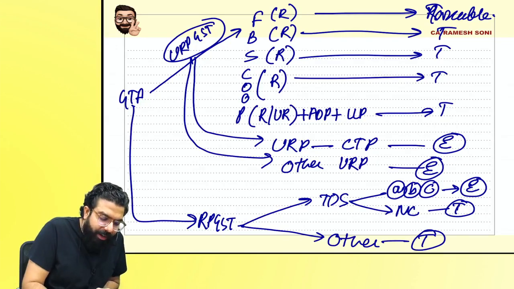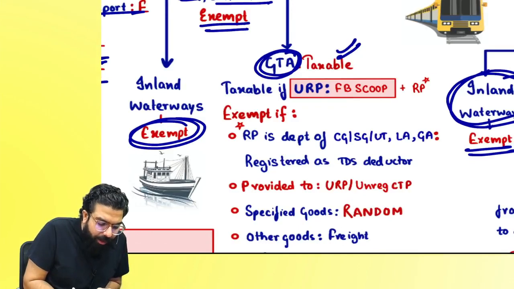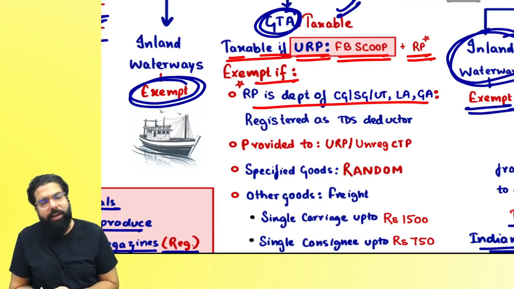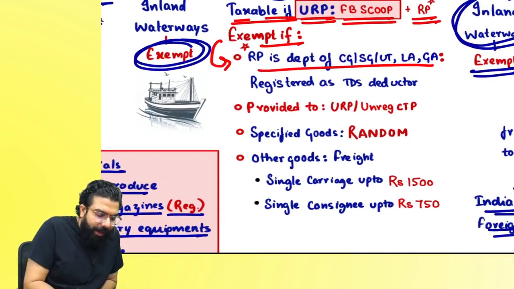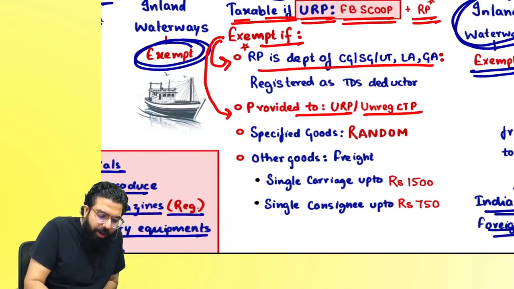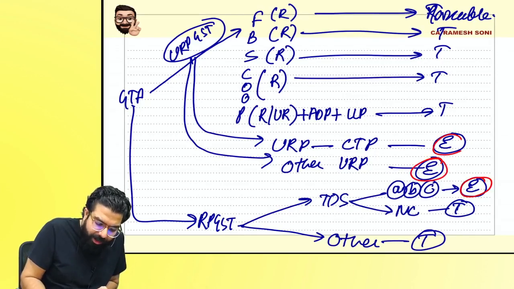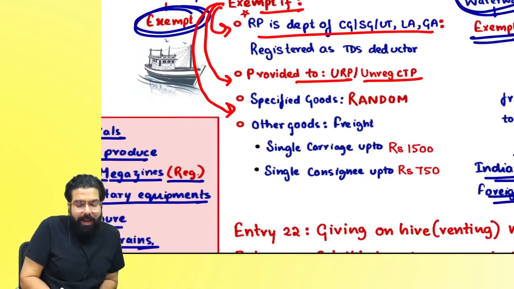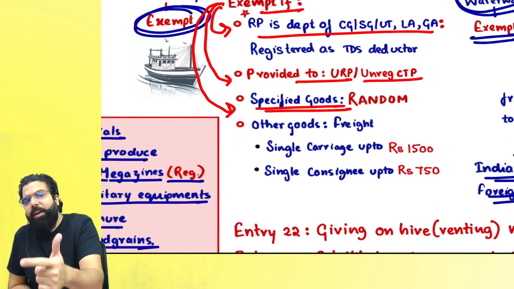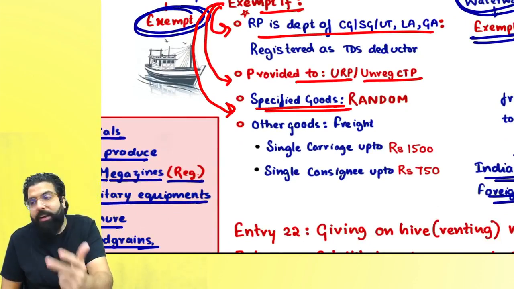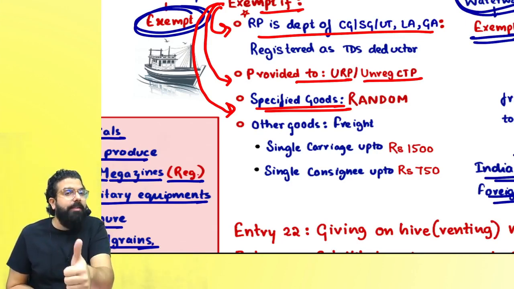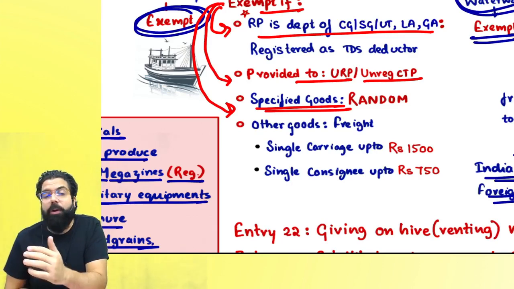So always remember, GTA services are always taxable if provided to an unregistered person who is FB Scoop plus registered person. But if the registered person is a Department of Central Government, State Government, or local authority, the exemption will apply. The exemption will also apply if it is an unregistered person or unregistered CTP. Also, the exemption to the GTA will apply for random items: relief material, agricultural produce, newspapers and magazines, defense and military equipment, organic manure, milk, salt, food grains, pulses, flour and rice. You will have to talk with me, only then you will remember.